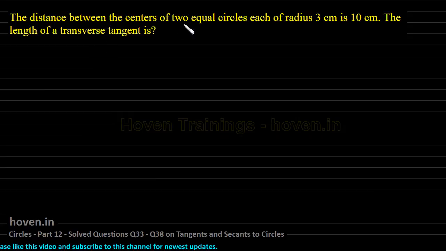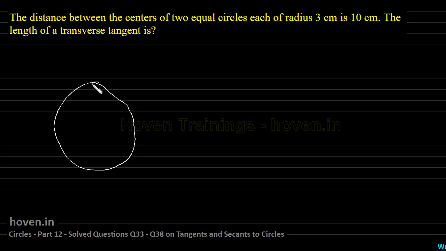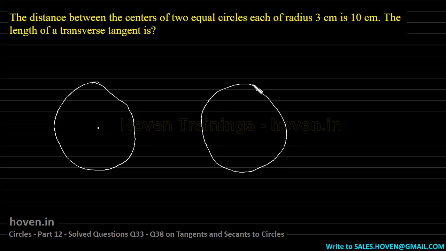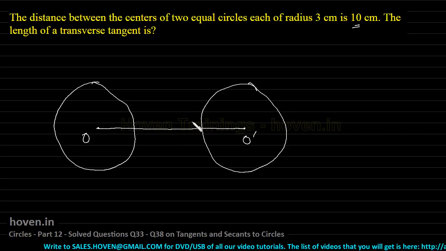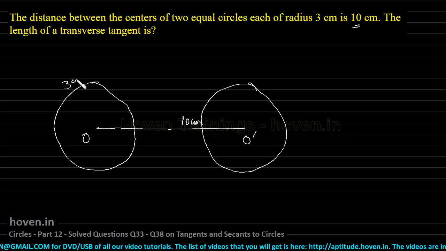The distance between the centers of two equal circles, each of radius 3 cm, is 10 cm. Let us first of all draw two circles having a radius of 3 cm. This is O, this is O dash. The distance between their centers OO dash is 10 cm. So I can write 10 cm somewhere here. And 3 I am writing closer to each circle.